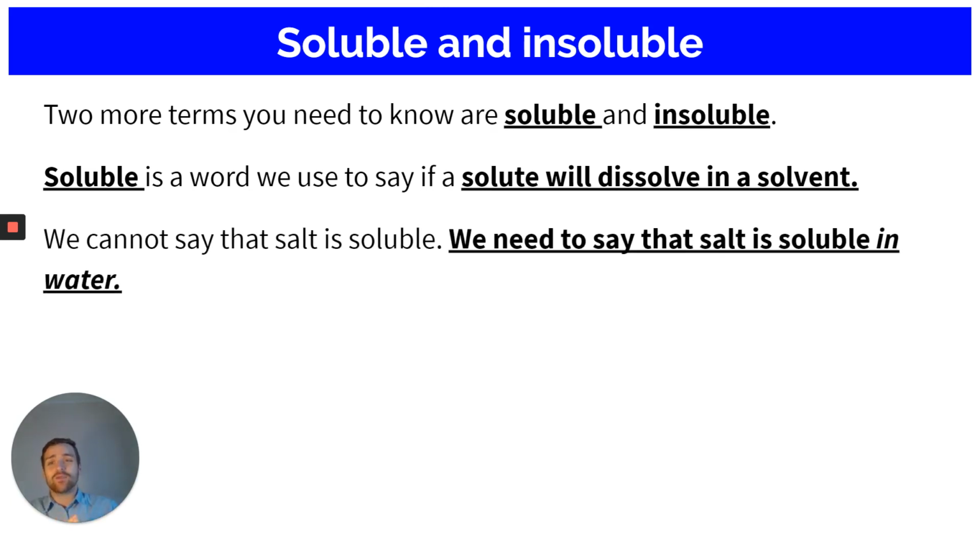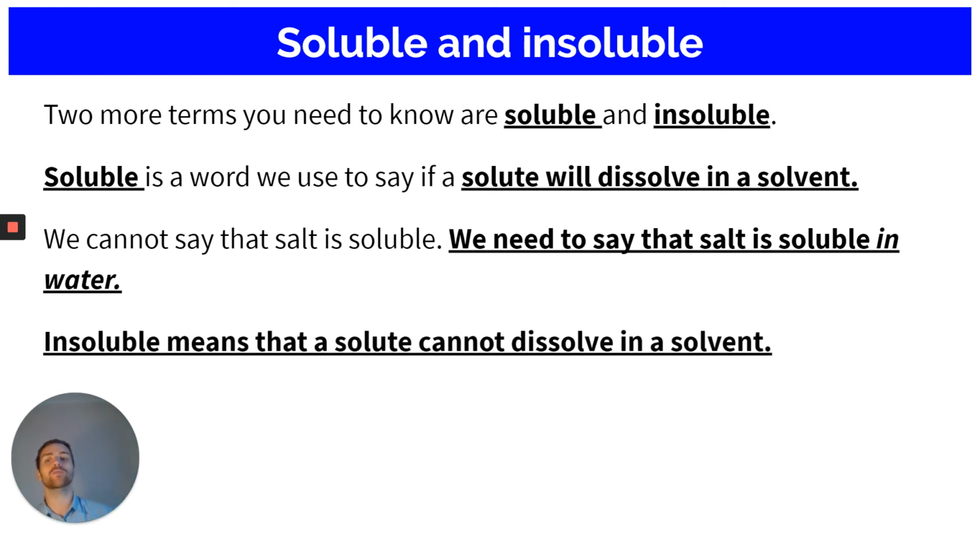But what I want to say is we cannot say that salt is soluble by itself, because salt isn't soluble by itself. We need to say that salt is soluble in water. We need to say this solute can dissolve in this solvent. Salt can dissolve in water, but salt cannot dissolve in oil. So if you just say salt is soluble, that's not correct. It doesn't make sense. You have to say this solute, this thing, can dissolve in this solvent. So this is soluble in this solvent. Please, that's the thing you need to keep in mind. You can't just say it can dissolve. You have to say it can dissolve in what?